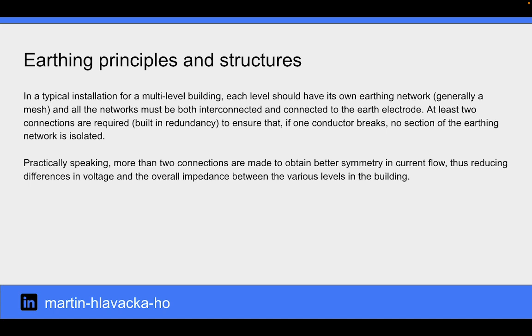In a typical installation for a multi-level building, each level should have its own earthing network and all the networks must be both interconnected and connected to the earth electrode. At least 2 connections are required to ensure that if one conductor breaks, no section of the earthing network is isolated. Practically speaking, more than 2 connections are made to obtain better symmetry in current flow, thus reducing differences in voltage and the overall impedance between the various levels in the building.